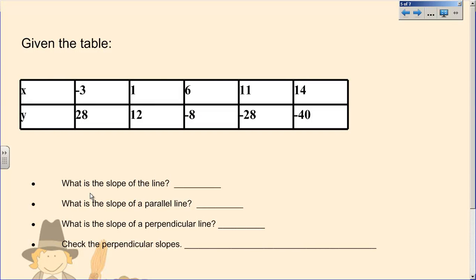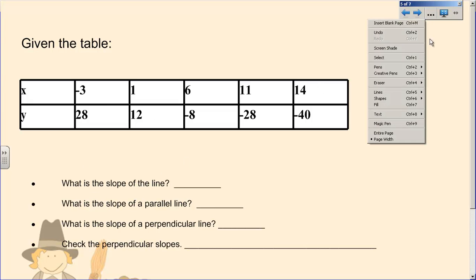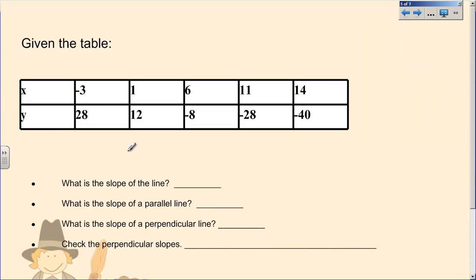So let's do it from a table. I'm given a table and I am asked to find the slope. So first thing we're going to do is use this table and find the slope. It doesn't matter which 2 points you use, I'm going to use this one. So from 12 to negative 8, that is going to be a change of negative 20, because I went from a positive to a negative, so it's getting smaller. And from 1 to 6 is going to be a change of positive 5.